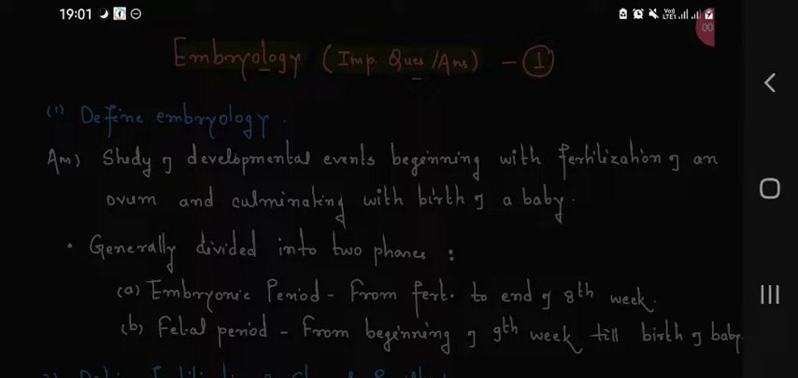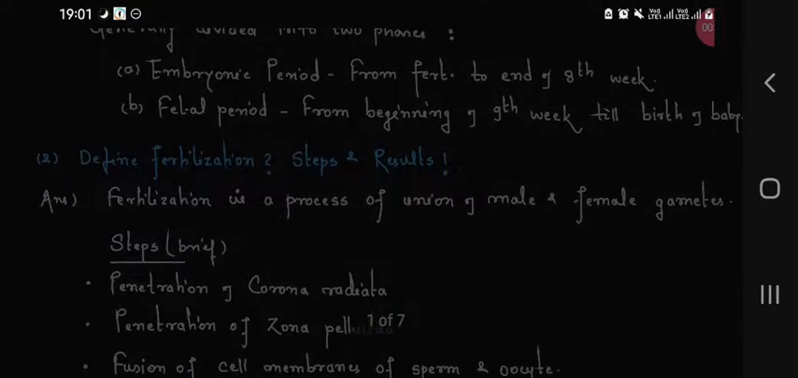Define embryology. Study of developmental events beginning with fertilization of an ovum and culminating with birth of a baby. Generally divided into two phases. Embryonic period: from fertilization to end of 8th week. Fetal period: from beginning of 9th week till birth of baby.